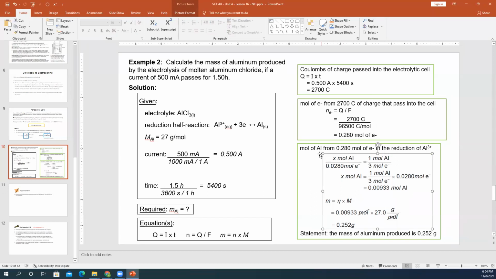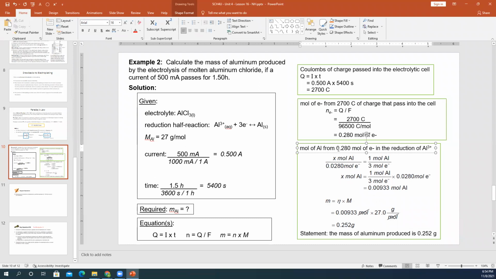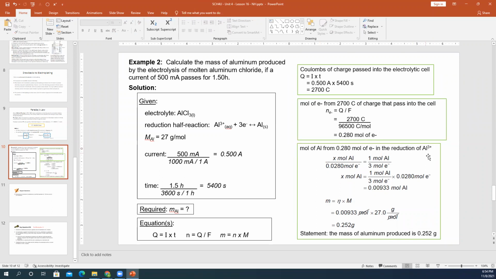Now, how many moles of aluminum do you get from this 0.028 moles of electrons when you're reducing this aluminum ion? We see that the relationship here is that for every 1 aluminum, we need 3 moles of electrons. So 1 mole of aluminum to 3 moles of electrons is equal to how many moles of aluminum to 0.028 moles of electrons? And we do the math, we multiply and divide, and we know how many moles of aluminum we have now.